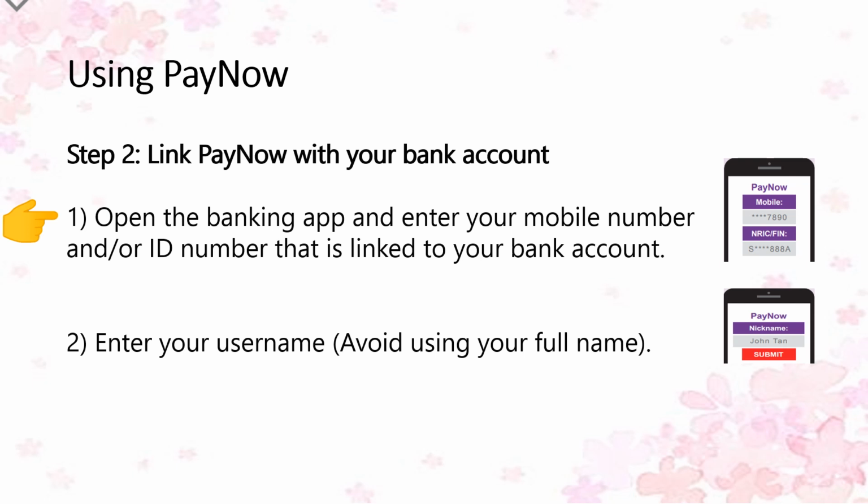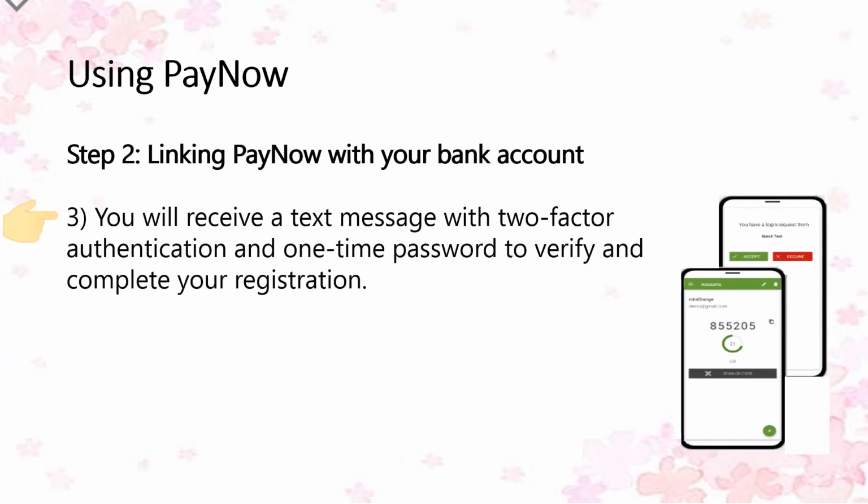After downloading the app, the first thing that we need to do is to link the app to your bank account. In order to do that, open your banking app, then enter the mobile number and/or ID number that is linked to your bank account. You will also need to enter a username for easy identification. For your own security, you are strongly advised not to use your full name. After you have entered the necessary information, click Submit. You will then receive a text message with two-factor authentication and a one-time password to verify and to complete your registration.